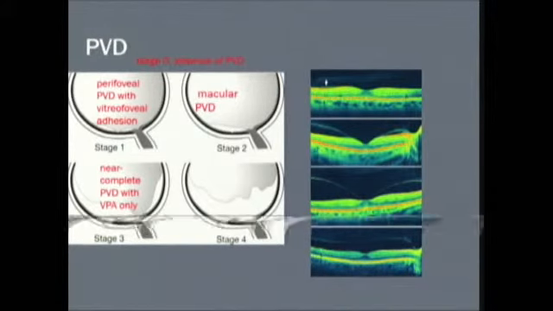Then we have stage 3, which is near complete PVD, but still attached to the optic disc. As you can see in this OCT, there is macular detachment of the vitreous, but it's still attached to the optic disc. This is stage 3. Then we have stage 4, which is complete PVD.